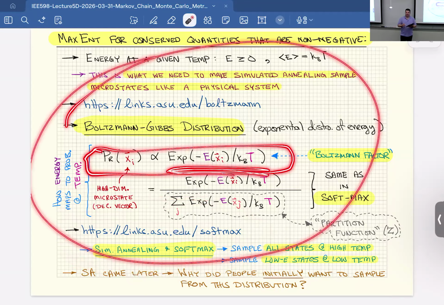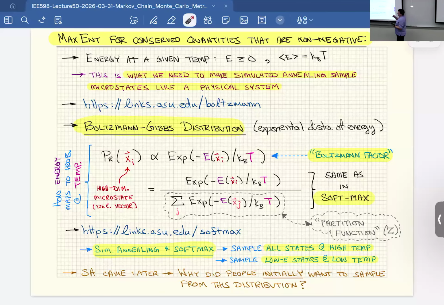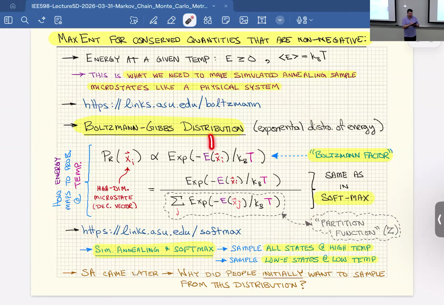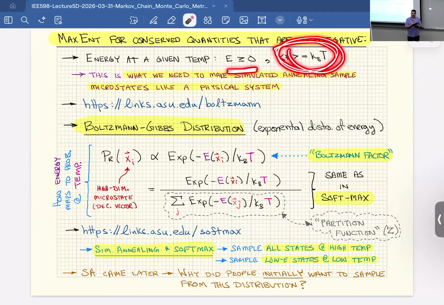The idea would be that if we can build a Boltzmann sampler, so if we can build something that can sample microstates along with the Boltzmann distribution, where our energy function will be our fitness values, then we can build simulated annealing. That's what we're building up to. So any questions on this? This idea of the Boltzmann is the MaxEnt distribution when you have a fixed temperature and non-negative scores.